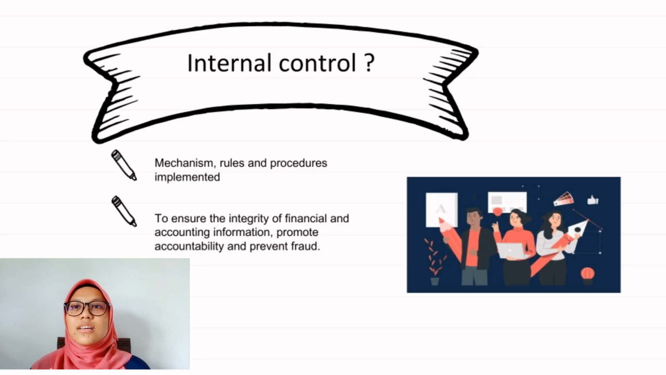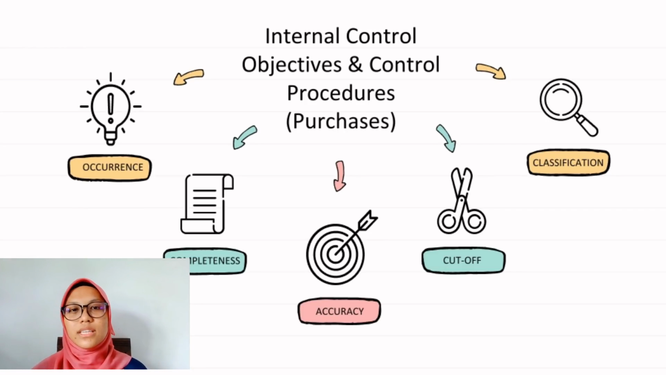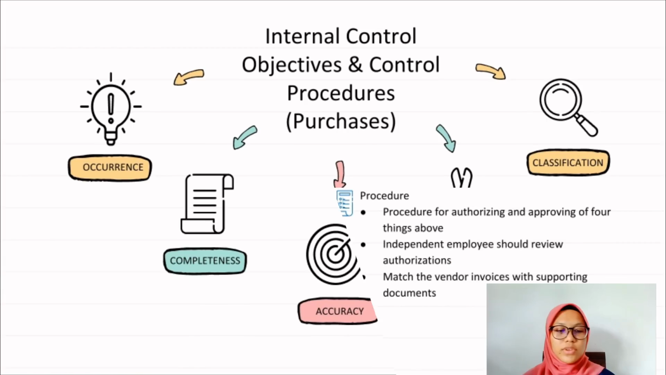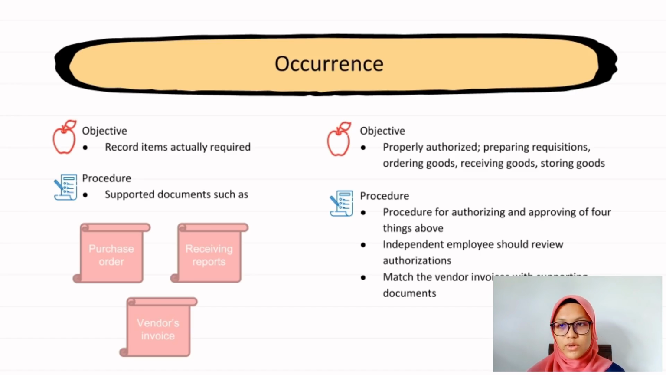Okay, kita ke seterusnya. Basically, there are 5 objectives of internal control and the procedure of how it happened to ensure the purchase information is implemented. The first one is occurrence, completeness, accuracy, cut-off, and classification. Okay, we move to the first one, which is occurrence. We need to know that recorded purchase represent items that are actually received.